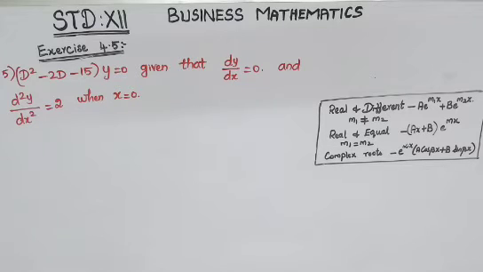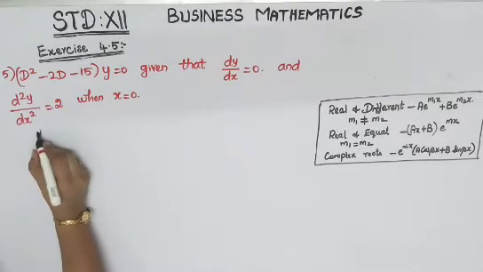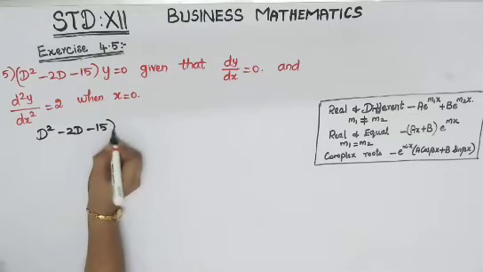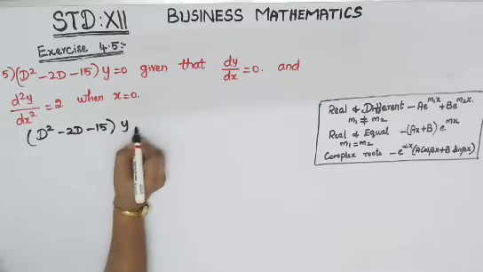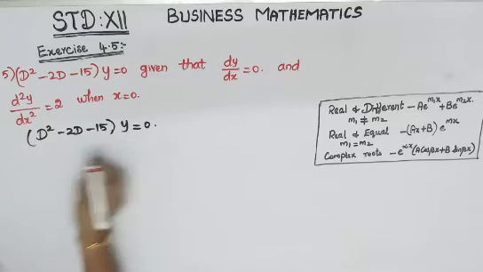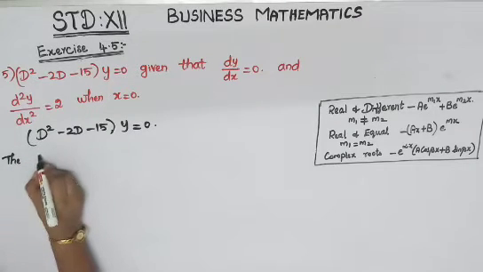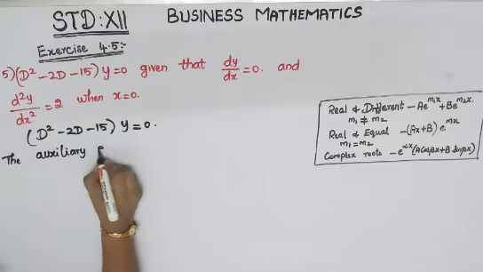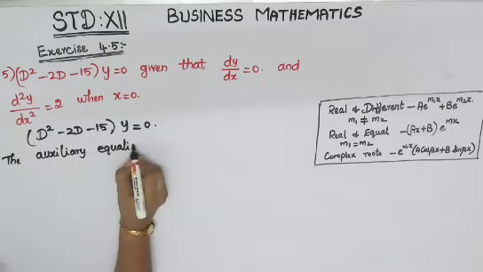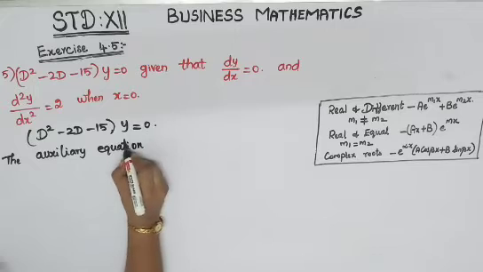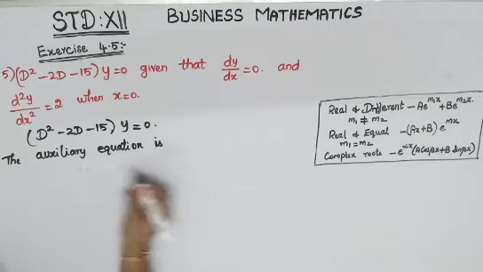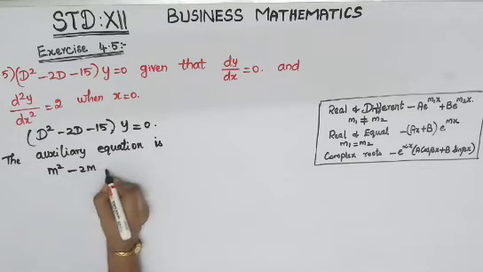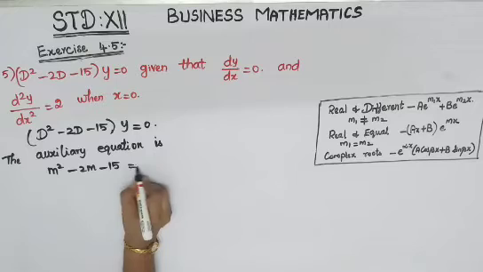Okay. So first your question is given, that is (D square minus 2D minus 15) y is equal to 0. So they are given in the format of D itself, so straight away you can go to the auxiliary equation. For the auxiliary equation you have to convert your D into m. So the auxiliary equation is m square minus 2m minus 15 is equal to 0.